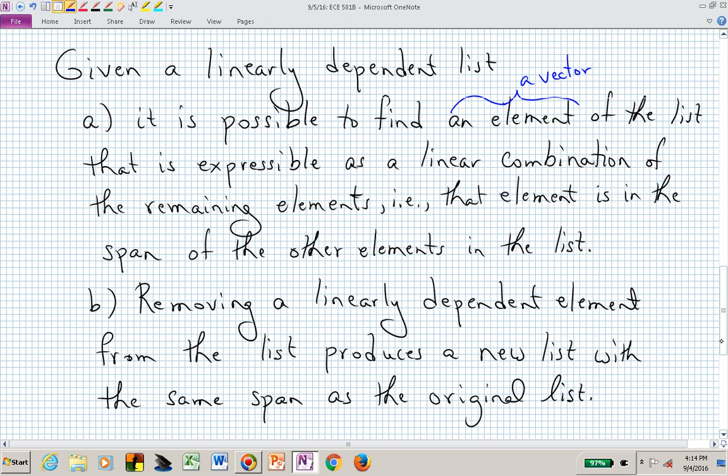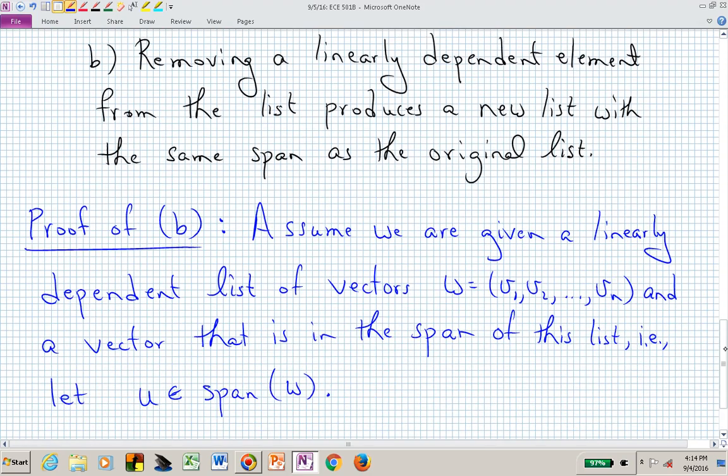And the second part is that removing a linearly dependent element from the list produces a new list with the same span as the original list. And that's going back to this throwing things away. We can throw vectors away or remove vectors and not negatively impact that list's ability to span the vector space, or to span the same range that was spanned by the original dependent list.